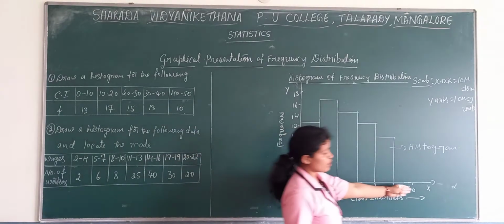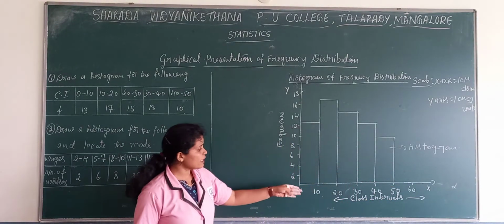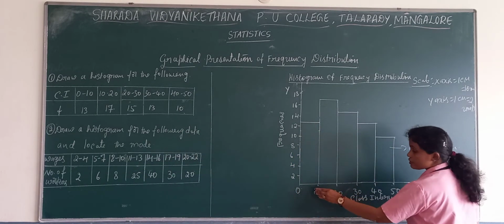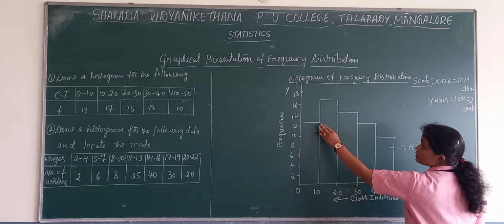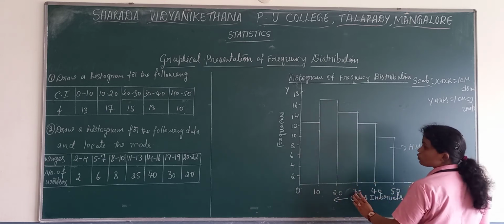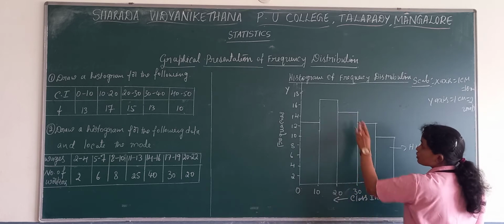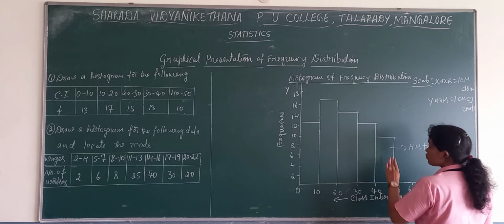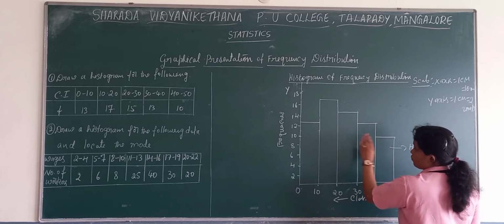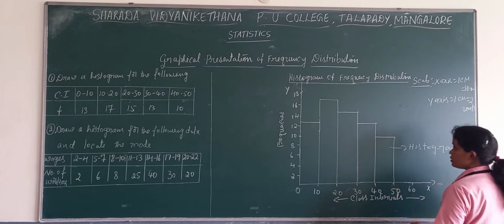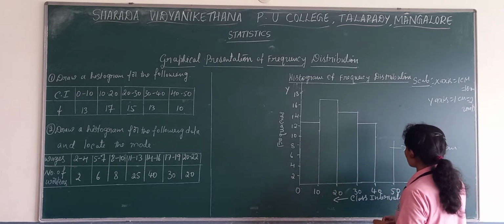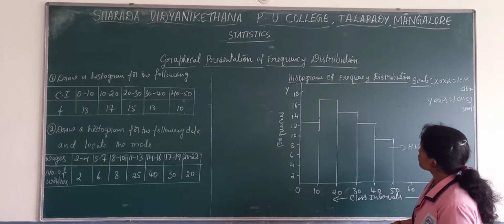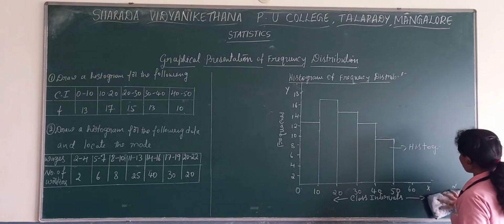Here you need continuous class intervals. Then 0 to 10, 13; 10 to 20, 17; 20 to 30, 15; then 30 to 40, again 13; 40 to 50, it is 10. It's okay. Now we'll move towards another frequency distribution.